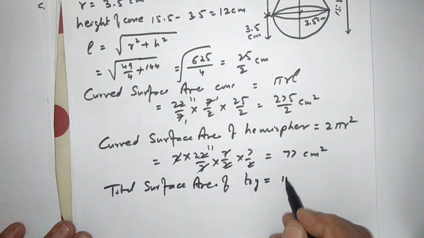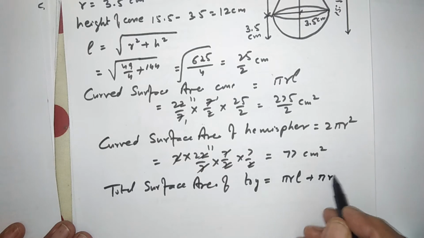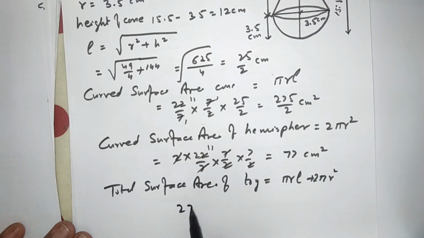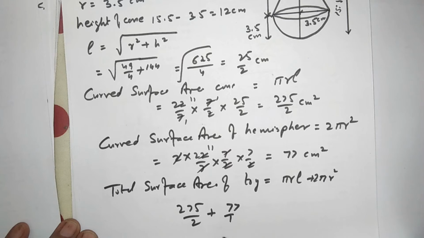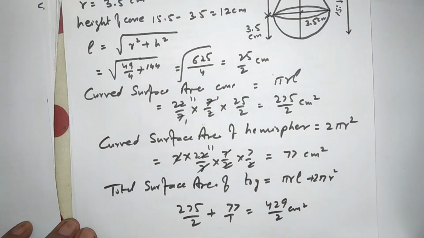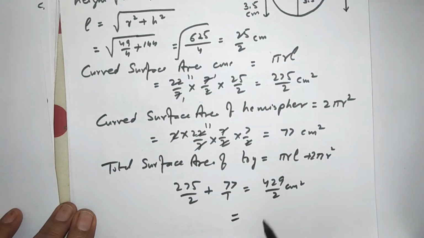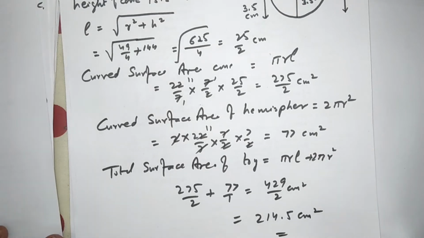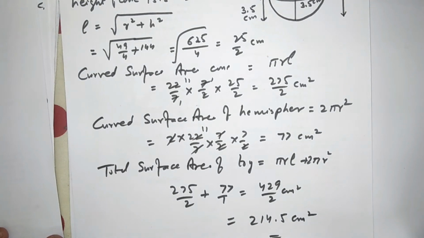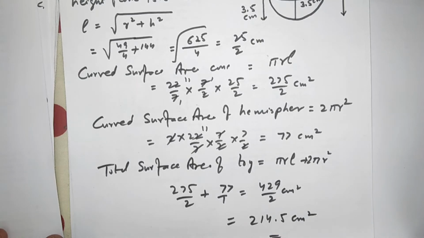Total surface area of the toy will be pi r L plus 2 pi r square. This is 275 by 2 plus 77 by 1, which is equal to, you can calculate it, 429 by 2 centimeter square, and convert it into decimal or mixed fraction, 214.5 centimeter square. This is the total surface area of the toy. That's all.